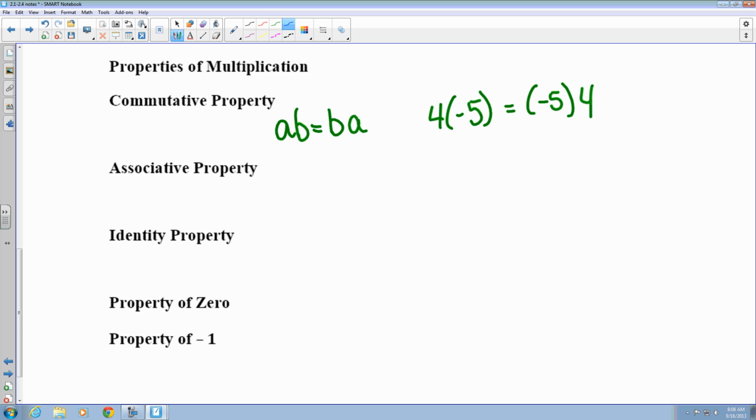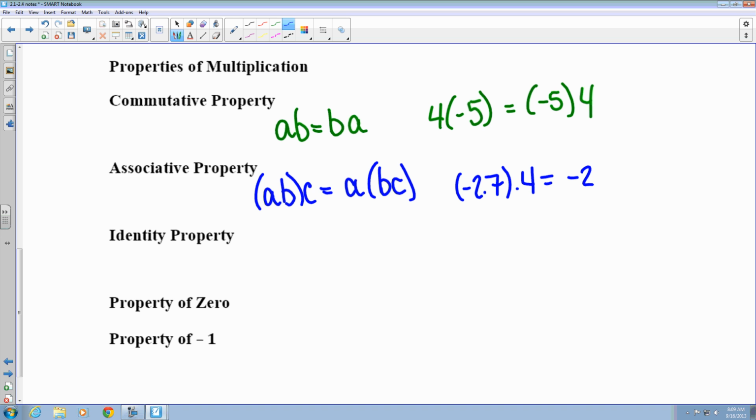The associative property, when we are dealing with multiplication and we have parentheses, so they're in the same order but the parentheses are moved. If you did AB and then multiply it by C, it's going to be the same thing as A times BC. So negative 2 times 7 times 4 is the same thing as negative 2 times 7 times 4.